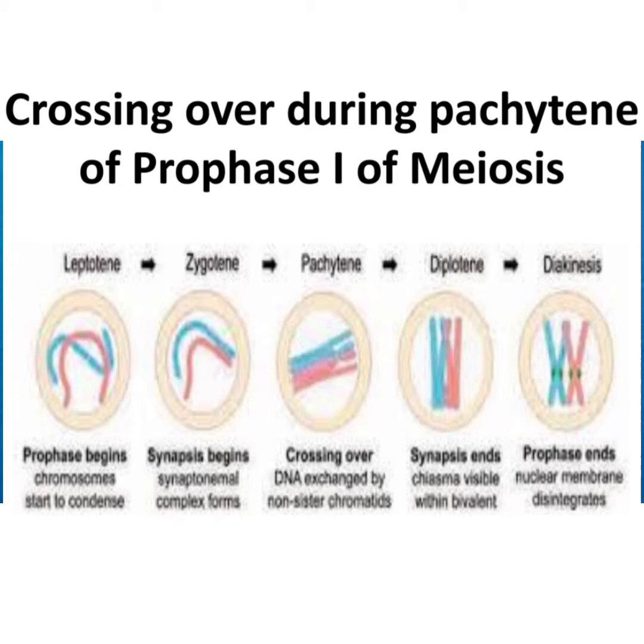In the leptotene stage, the prophase begins with the chromosomes starting to condense. In the zygotene stage, the synapsis begins with the synaptonemal complex formation. In the pachytene stage, the crossing over occurs, and DNA is exchanged by the non-sister chromatids. In the diplotene stage, the synapsis ends. Chiasma is visible within the bivalent. In the diakinesis stage of prophase 1, the prophase ends and the nuclear membrane disintegrates.